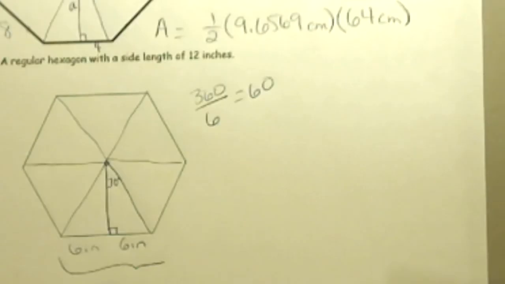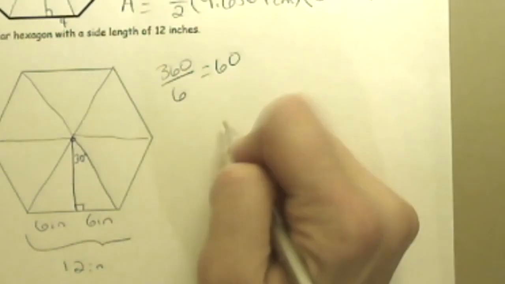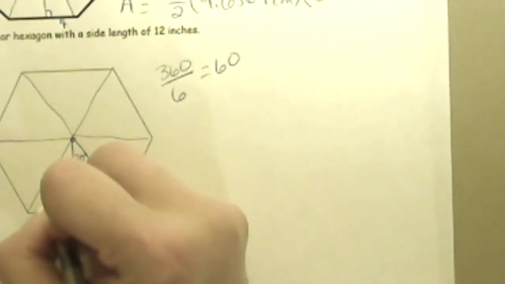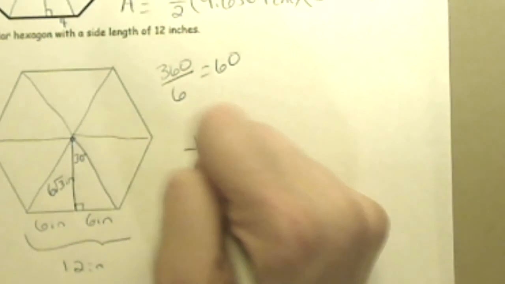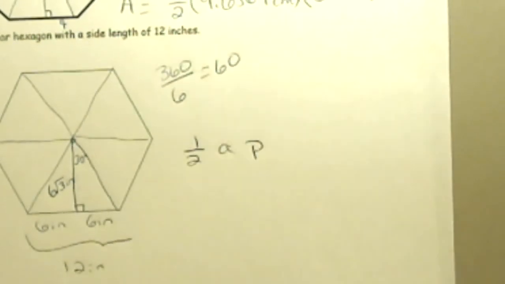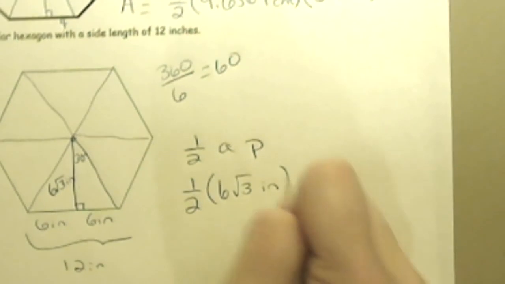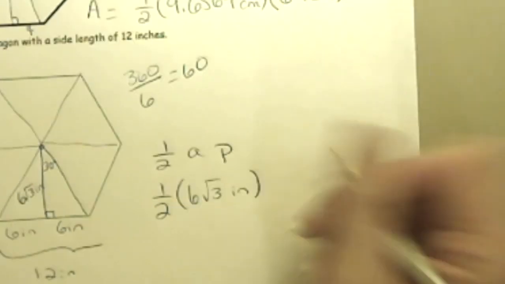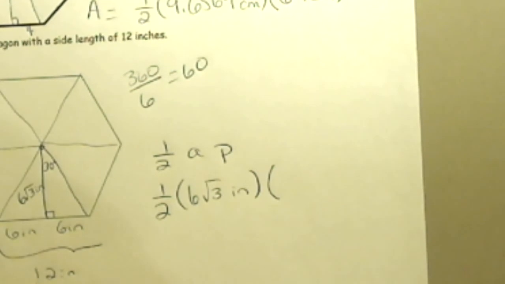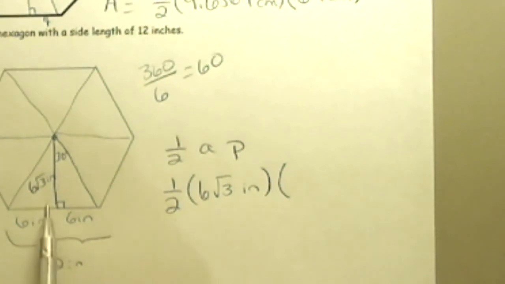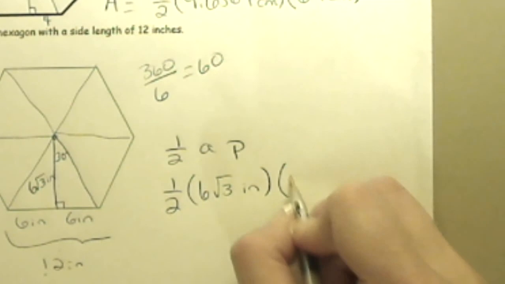All right, let's check it out and see what we get. If this is 6, then the long leg of this 30-60-90 is 6 roots of 3. So I'm ready to do my 1/2 times apothem times perimeter to get the area. The apothem is 6 roots of 3. And the perimeter is 12 times 6 sides going around, because one side is 12. Remember, you're doing the perimeter of the entire polygon, not the perimeter of one of the triangles.